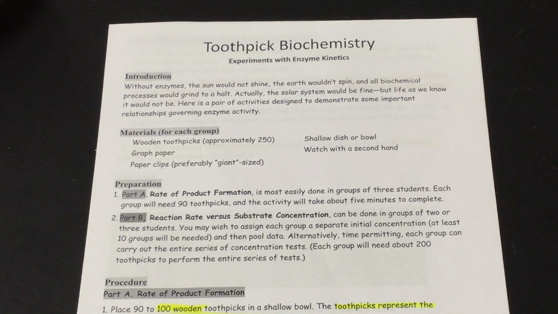Okay, so we're continuing with our enzyme activity. This activity is going to be in two parts, so you'll see two separate videos. It's just going to be easier for me to set up in between the two. The first part of this toothpick biochemistry, what we're looking at is the rate of product formation.